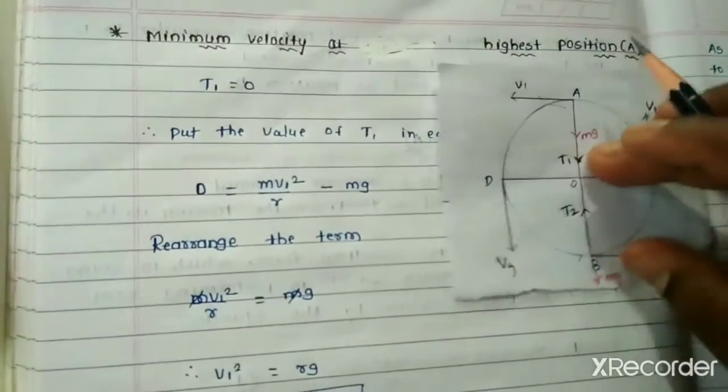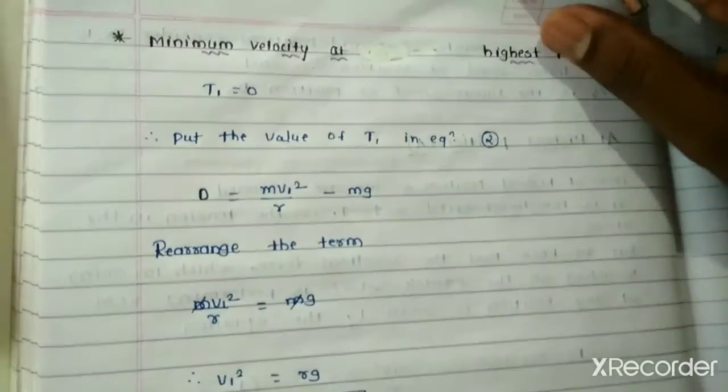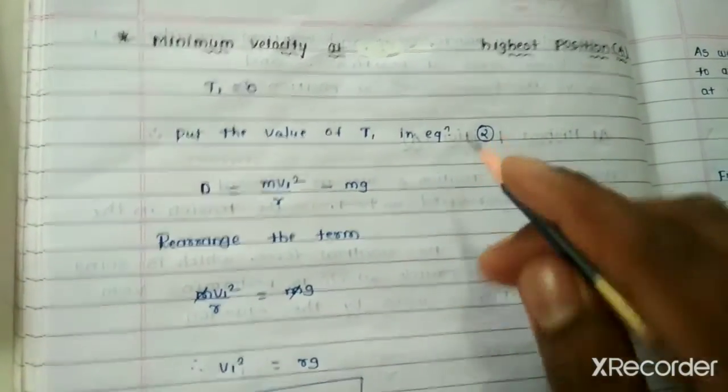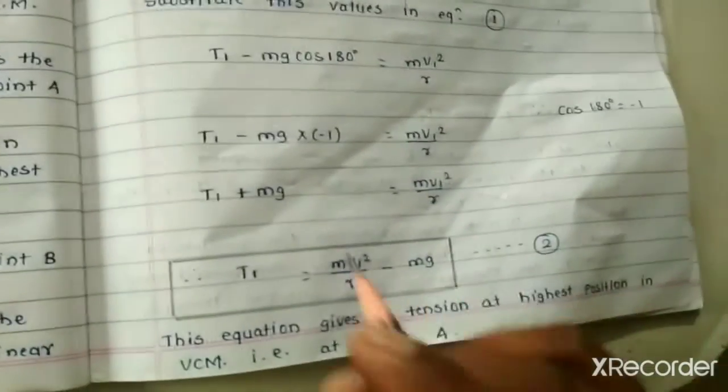So here tension T1 is 0, and put the value of T1 in equation 2. Which equation? This equation.